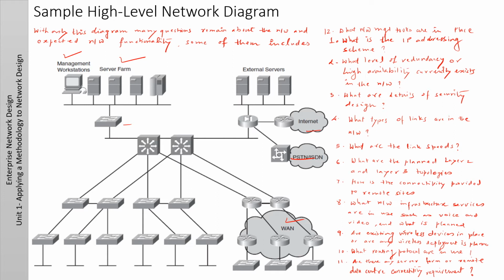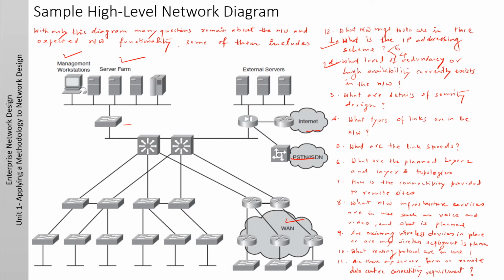Some of them include: what is the IP addressing scheme, whether it is IP version 6 or IP version 4? What level of redundancy or high availability currently exists in the network? Redundancy is very important. If redundancy is available, then the servers are also available. If one fails, then another automatically takes its place. What are the details of the security design?